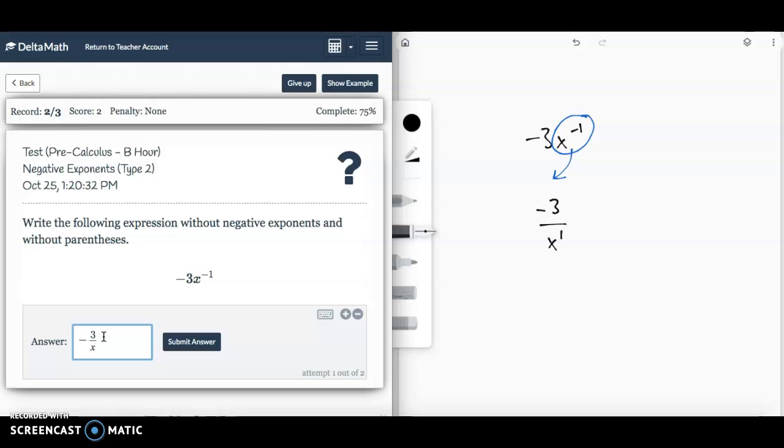3 over x, and I can just leave it as x, right? Because x to the first is the same as x. You also can leave your negative out front, or it can come up here with your 3. That's fine.